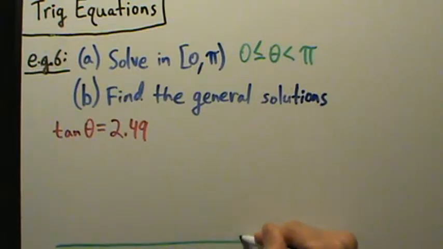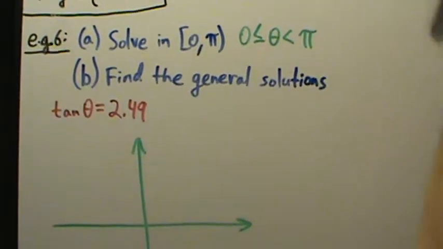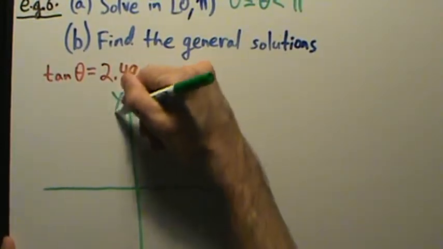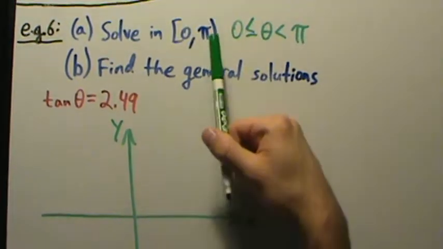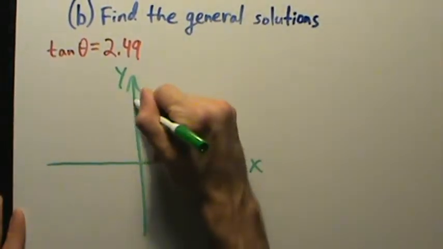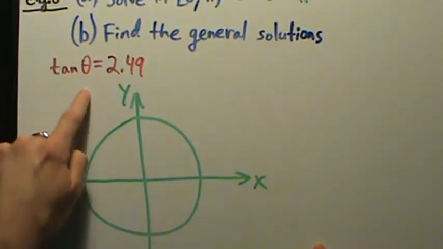So let's draw a unit circle. And actually, tangent's a little bit simpler because, for this specific example anyway, we don't have to worry about symmetry properties or anything like that. Since we're only looking in 0 to pi, we're only going to have one specific solution for part A. So if we draw our unit circle here, tangent of theta is 2.49.